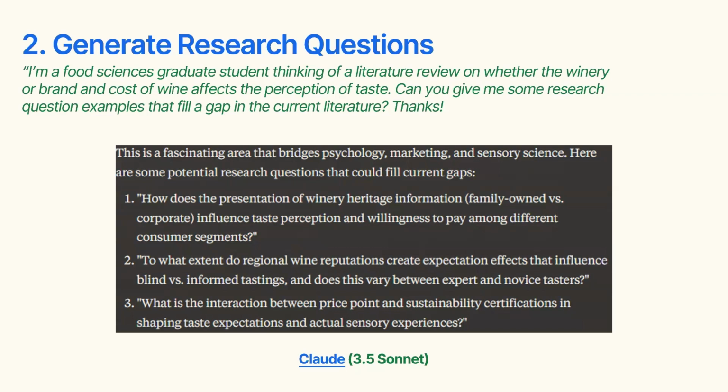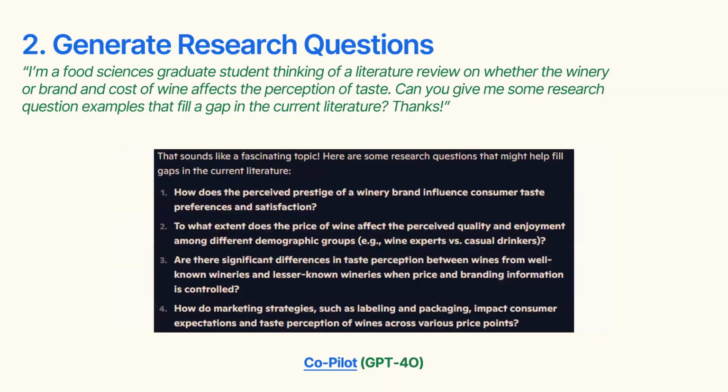How does the presentation of the winery heritage information affect taste? Price point and sustainability certifications affect taste. And then Copilot. Same sort of things, but it just gives me some different examples.